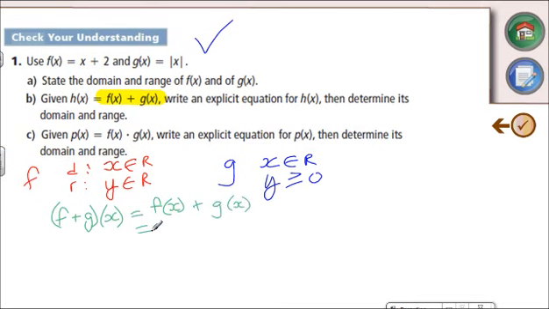Let's plug in the equations. This is just a game of substitution: wherever you see f at x, we put what f at x is. Substitute in x plus 2. It's a good idea to throw in brackets whenever you substitute. Plus g at x, hey, that's the absolute value of x. Those are brackets already, so we'll leave it like that. Can't go any further, can't combine anything. So now we look, that's our explicit equation. Let's get the domain and range. Our domain, both of them had a domain of xer, so this one's going to be xer.